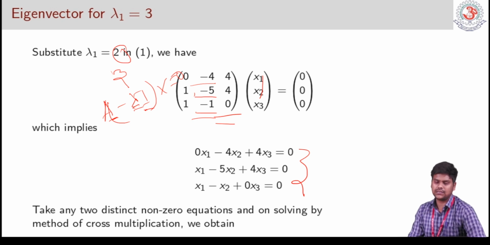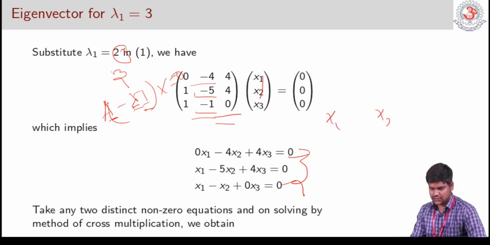To use the method of cross multiplication, we need to take any two distinct non-zero equations. So if we consider this one and this one, that will be easy. So write x1, x2, x3, and the values we need to find. So I'm going to take these two equations.